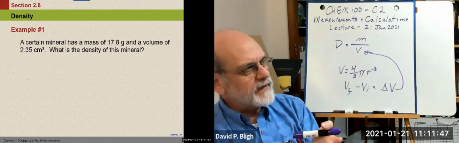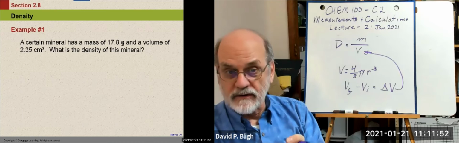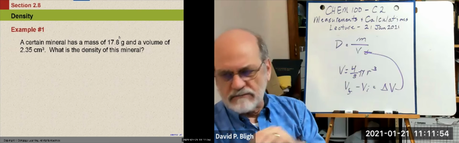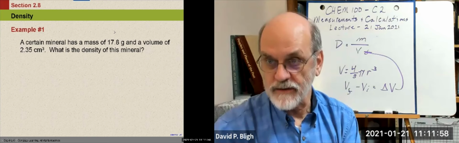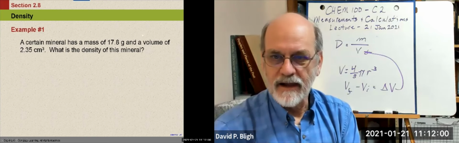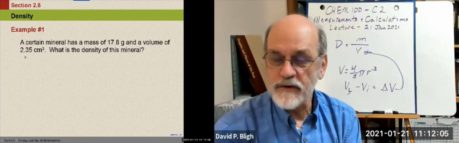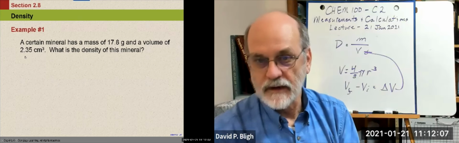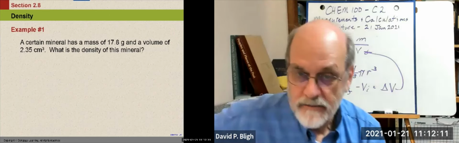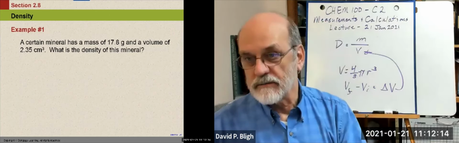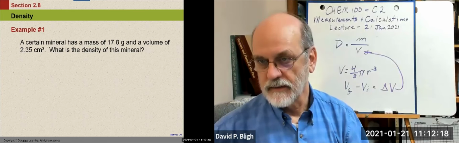So if we have something that has a mass of 17.8 grams, this mineral, and it's simple, just put the sample on a balance and you can measure the mass. That's easy. And we determine that the volume is 2.35 cubic centimeters. How do we do that? Well, if it's a regular object, of course, I've told you how to do that. If it's not, you just submerge the mineral in water and it displaces.